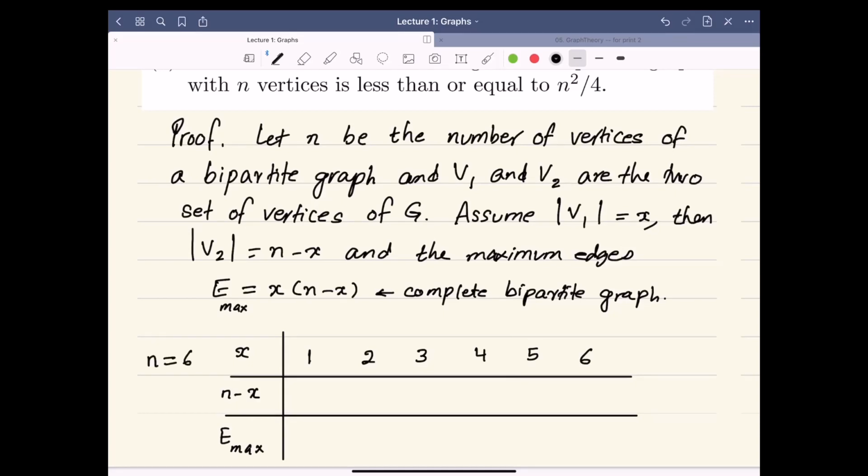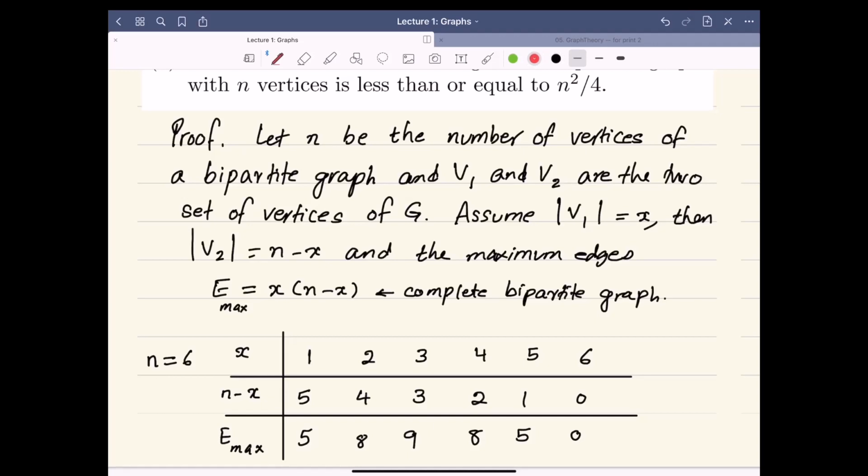So we have a graph of 6 vertices, and we would like to see if it is a bipartite graph, and we partition the sets into x and n minus x. What is the value of x that gives me the largest number of edges? So let us go over these values of x. Now n is 6, 6 minus 1 is 5, 6 minus 2 is 4, 3, 2, 1, and 0. And when you multiply them, here you will get 5, here 8, here 9, here 8, here 5, and here 0.